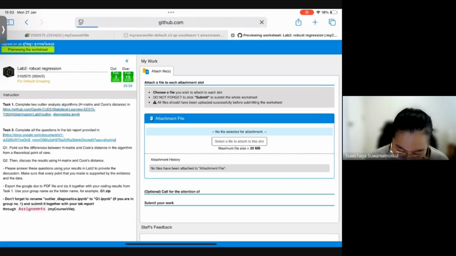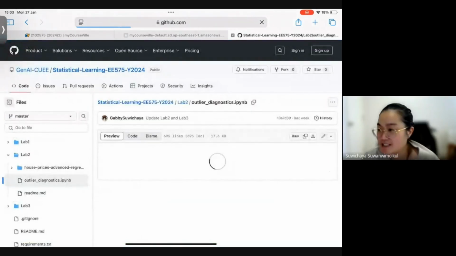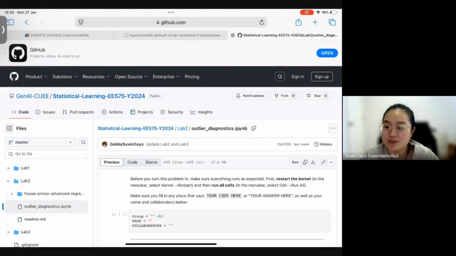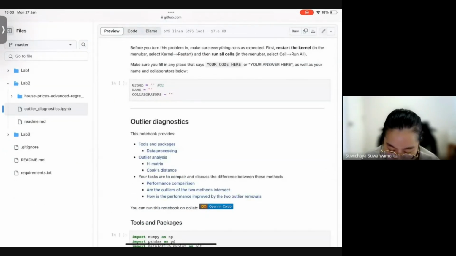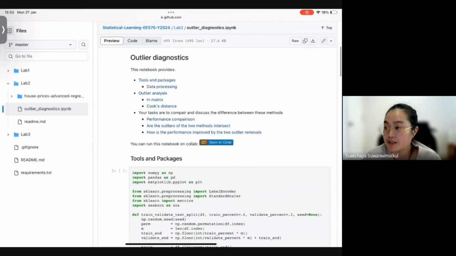So in here, this is the notebook that you have to complete within the time. I guess, if everyone can finish it, then yeah. But if no one can finish it, I will think about it. But anyway, it's the same as before, where you have the group name, the name of the person and collaborators.